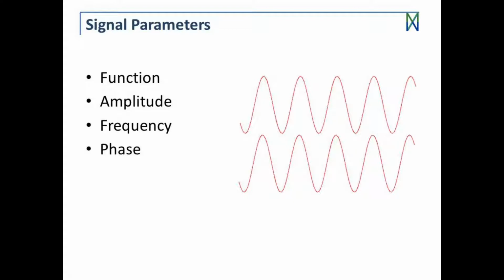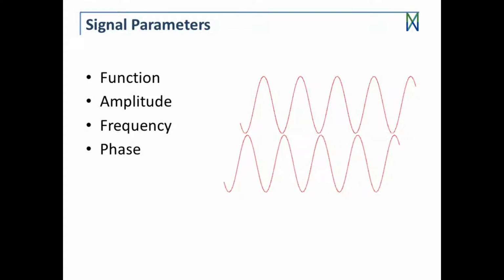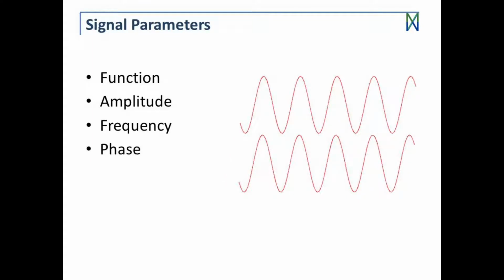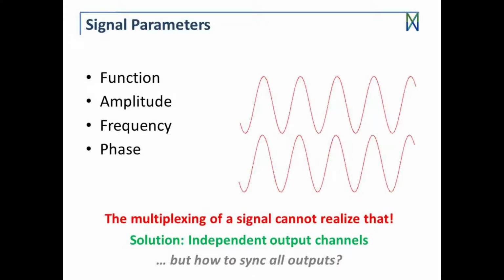Last but not least, the phase between the output signals of two or several actuators is of particular interest to enable sensations such as water waves. The problem is, if we multiplex a signal, we can't really synchronize the outputs, and this is why we need independent output channels, but with microcontrollers our possibilities are limited.